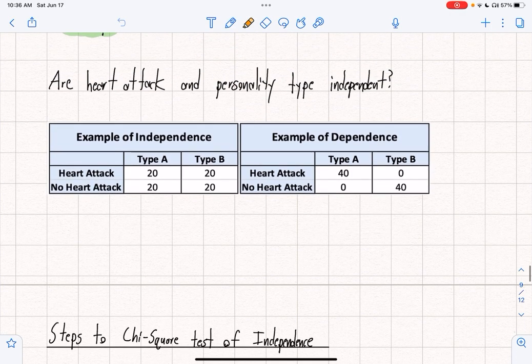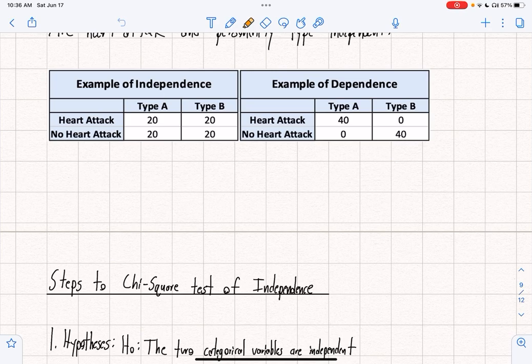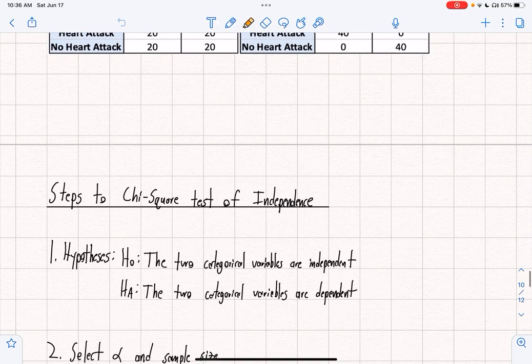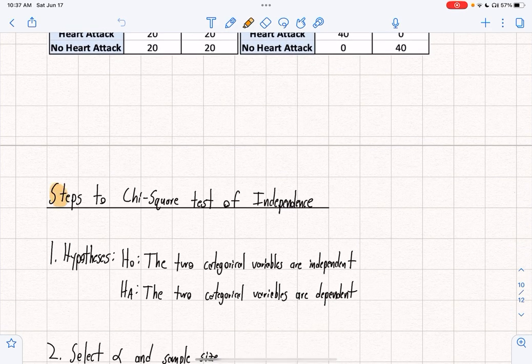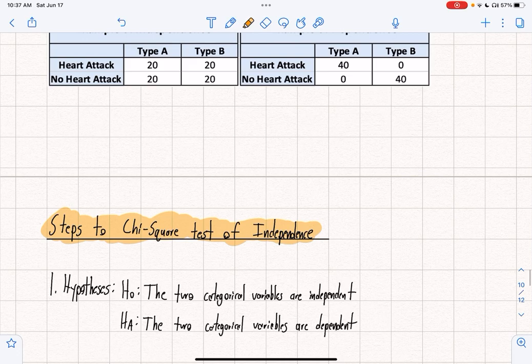All right, we just introduced the idea of the chi-square test for independence. So now let's, as usual, go through the steps for hypothesis testing for this test, the chi-square test of independence. And the hypotheses, which we've already looked at: the null is that the two variables are independent, and the alternative is that they are dependent. So independent under the null and dependent under the alternative.